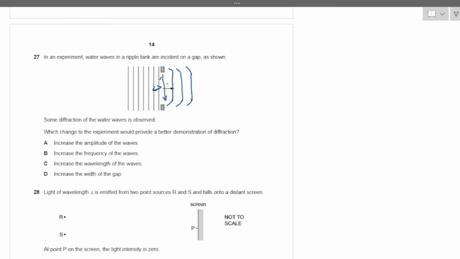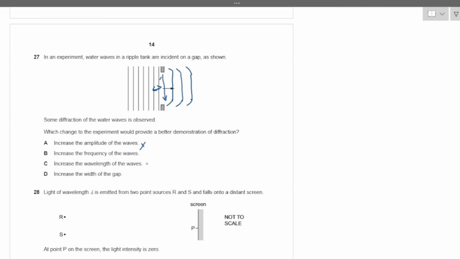Very less pronounced diffraction. So now they're asking us which one would provide a better demonstration of diffraction. A better demonstration means that you want to show the diffraction in a much better way, more pronounced basically. Increasing the amplitude won't help. It's all about the wavelength. Again, if you're increasing the frequency, that would just further lower the wavelength, which we do not want.